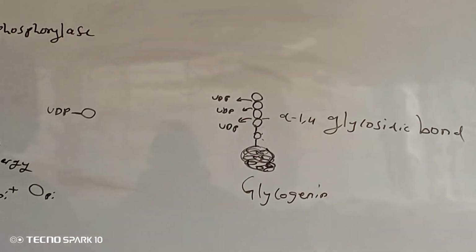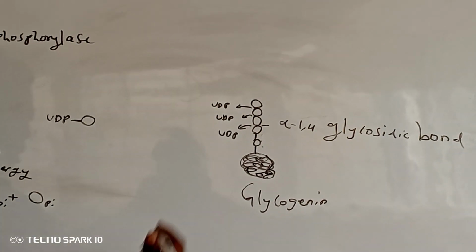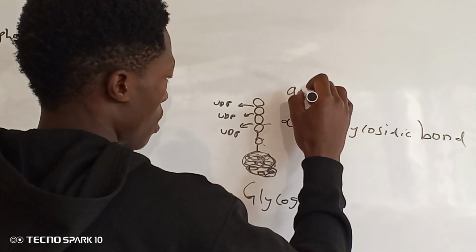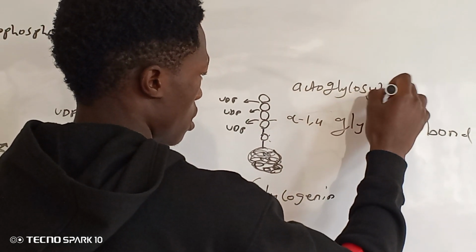So this process is called autoglycosylation. We are adding them without involvement of any enzyme, right? So it's called autoglycosylation.